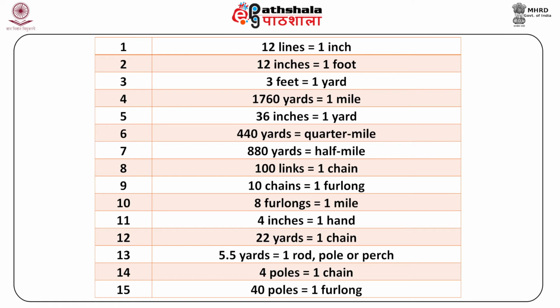4 inches equal 1 hand. 22 yards equal 1 chain. 5.5 yards equal 1 rod, pole or perch. 4 poles equal 1 chain, and 40 poles equal 1 furlong.